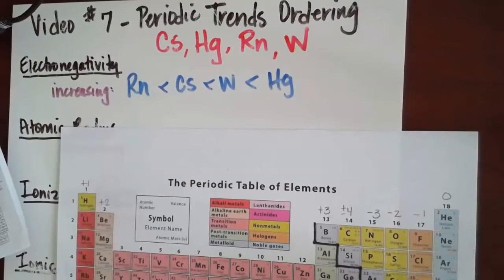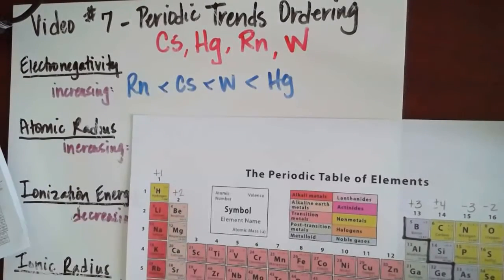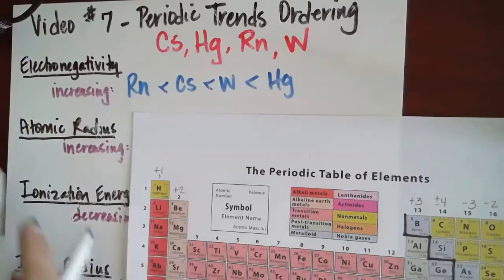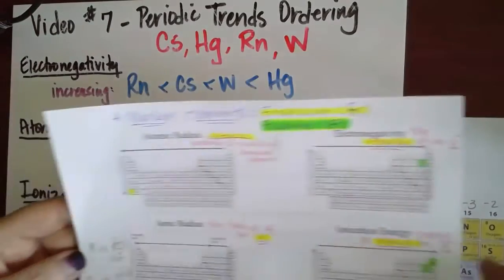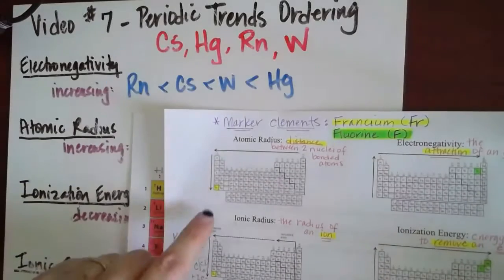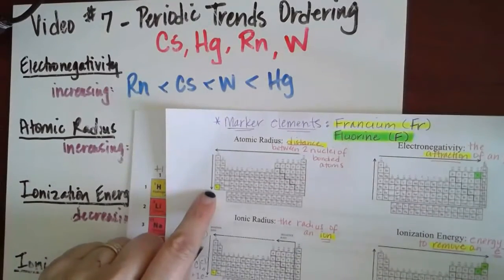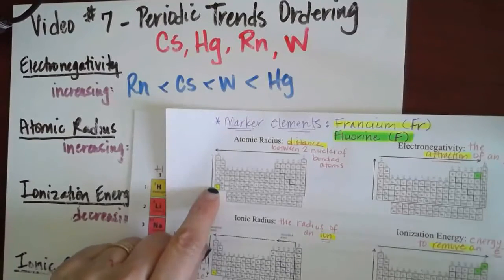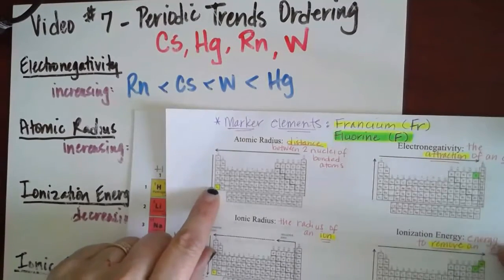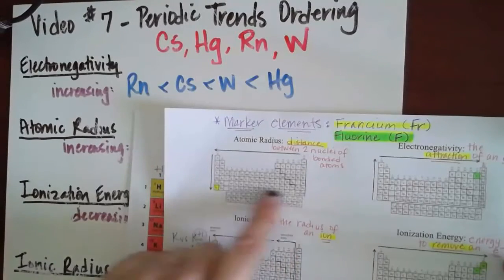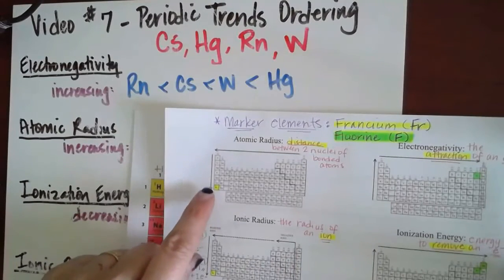All right, so now let's flip the tables and do atomic radius in increasing order. So remember, atomic radius is exactly the opposite. Atomic radius, you get bigger as you go to the left and down, where francium is the largest element. So if that's the case, this is super easy. All you're doing is reading your elements from right to left, and that is your increasing order.